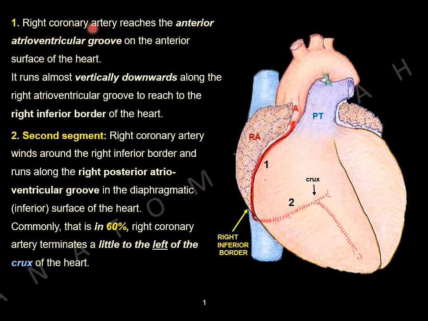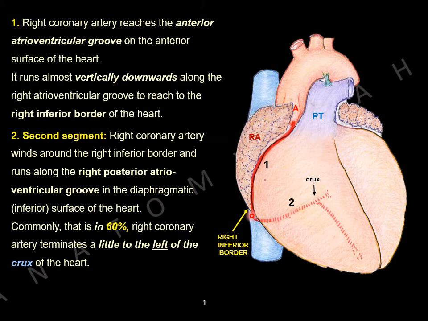The right coronary artery comes out from the aortic sinus, runs forward between pulmonary trunk and right atrium. It reaches to the anterior atrioventricular groove and runs almost vertically downwards along the right atrioventricular groove to reach to the right inferior border of the heart.